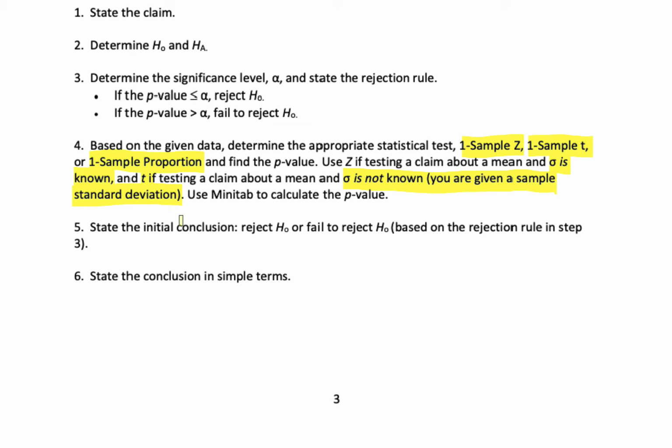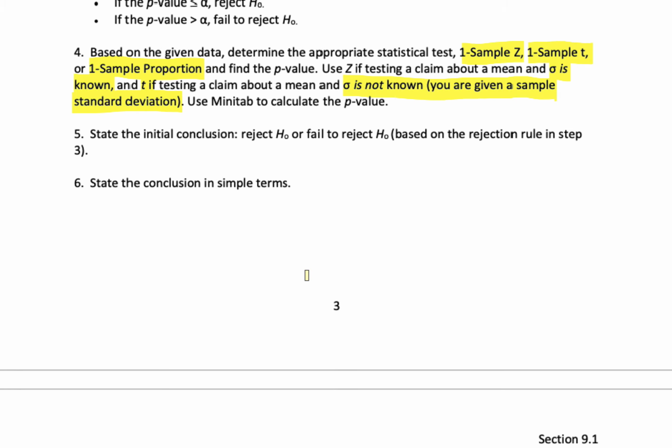So we need to identify what kind of standard deviation we are given in the problem. Is it a population or known standard deviation, or is the sigma symbol used? That means we use one sample Z. If we are working with what's called a sample standard deviation, or it says the letter S for standard deviation, then we are going to use one sample T. And we are using Minitab to calculate the p-value. Once we have our p-value, we decide whether to reject or fail to reject the null hypothesis, and then we form our conclusion. So we're going to go through an example here.